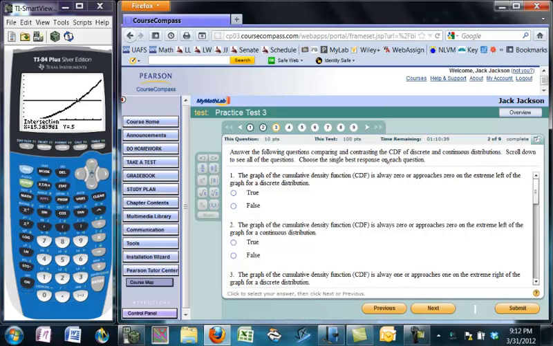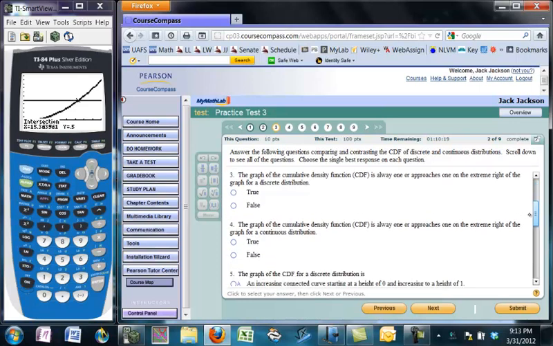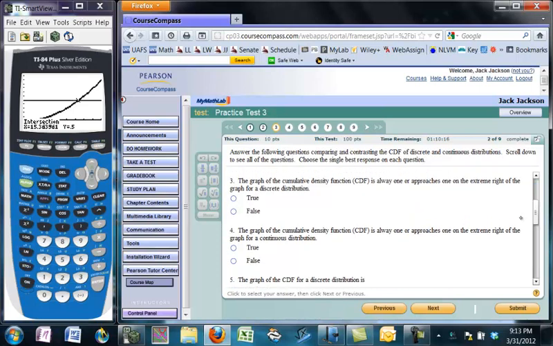The graph of the cumulative density function, CDF, is always 0 or approaches 0 on the extreme left of the graph for a discrete distribution. That's true for both discrete and continuous distributions. So that's the answer. Number 2 is also true because it says the same thing about a continuous distribution. Those are both true. The graph of the CDF is always 1 or approaches 1 on the extreme right of the graph for a discrete distribution. True. And also true for continuous.